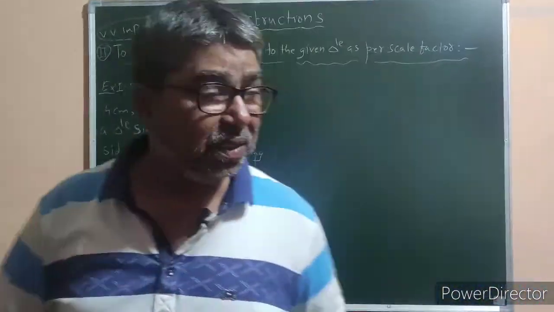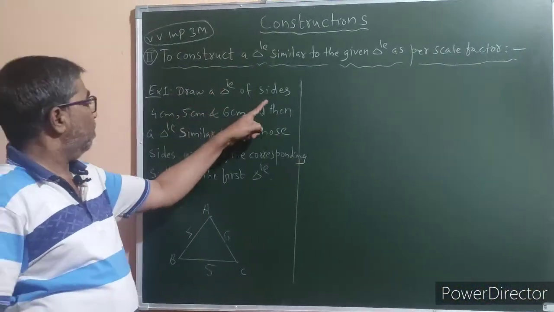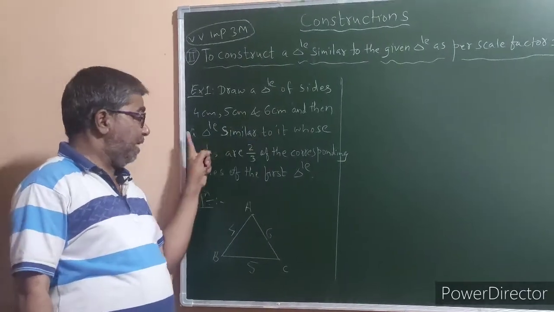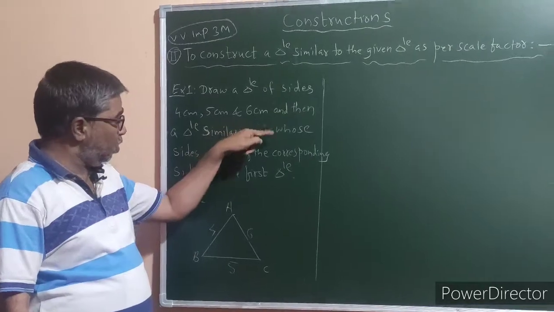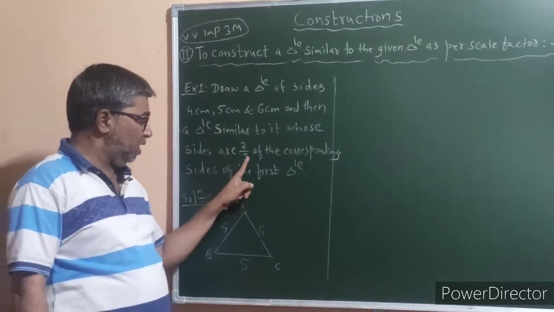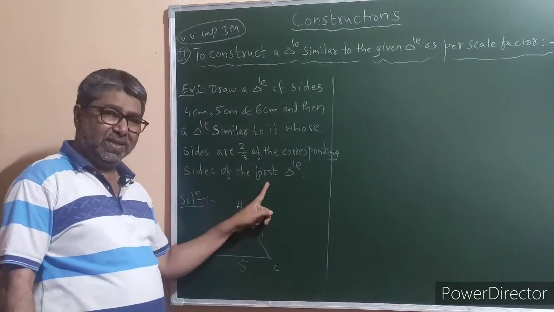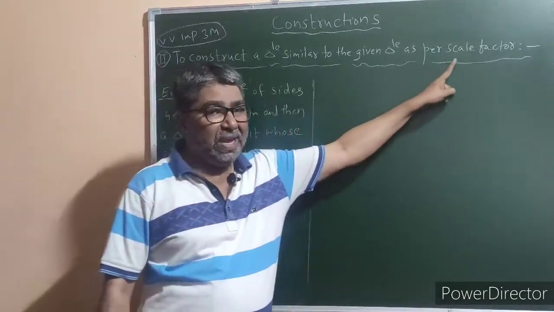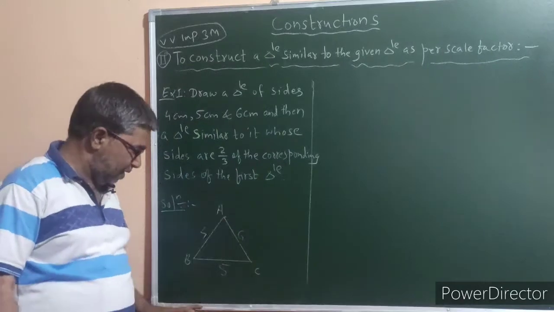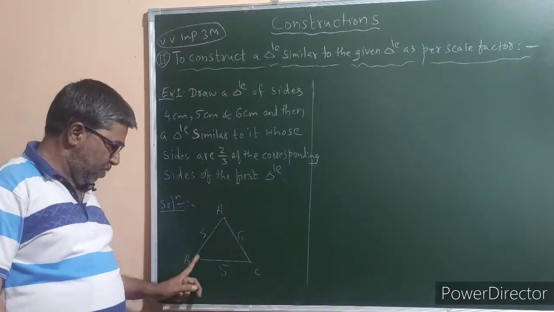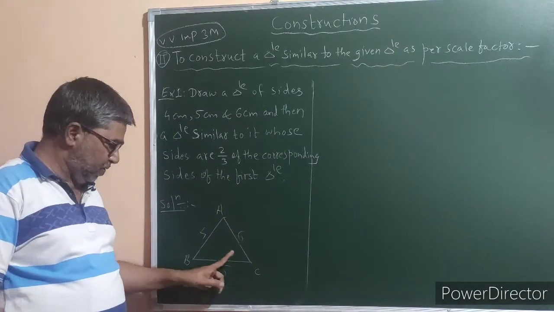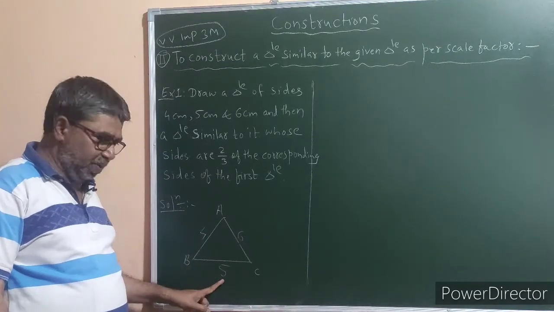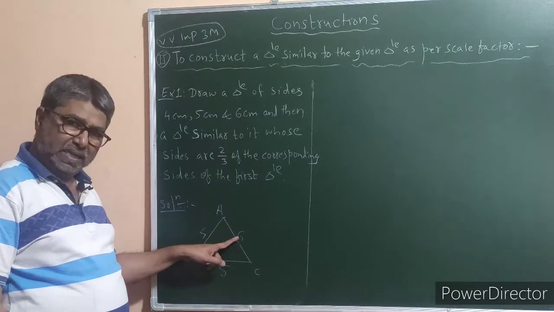The first example is: draw a triangle of sides 4 centimeter, 5 centimeter and 6 centimeter, and then a triangle similar to it whose sides are 2/3 of the corresponding sides of the first triangle. So here the ratio 2/3 itself is called the scale factor. Now draw a rough sketch ABC. Call the triangle ABC by taking 4 centimeter AB, 5 centimeter BC and 6 centimeter AC.